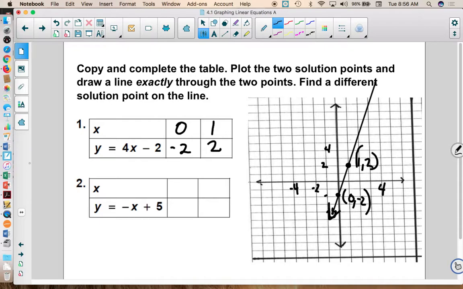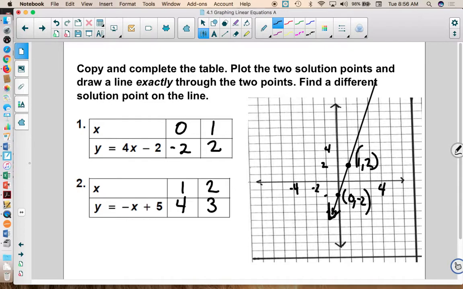What numbers do you want to pick for the second graph? What numbers do you want, Joey? 1 and 2. 1 and 2, works for me. Negative 1 plus 5 is 4. Negative 2 plus 5 is 3.